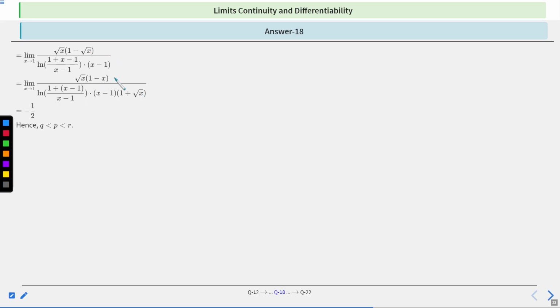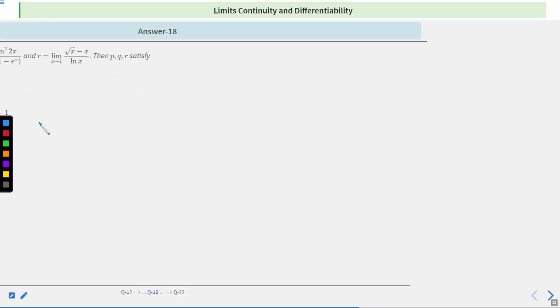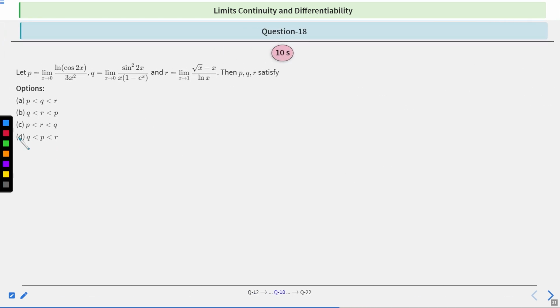So 1 minus root x into 1 plus root x has become 1 minus x, right? After putting limit x tending to 1, this part is 1. Clear? 1 minus x and 1 minus x will cancel out. So it is basically minus 1 by 2. Hence, we can say that q is smaller than p and p is smaller than r. Clear? So I think option D is the right choice. Option D is the right choice.